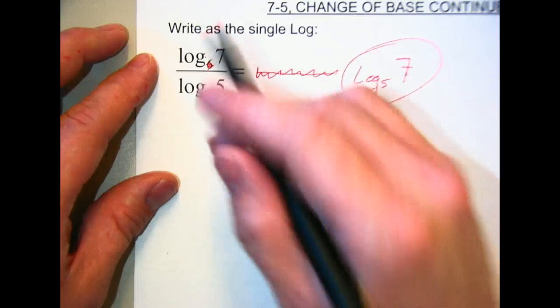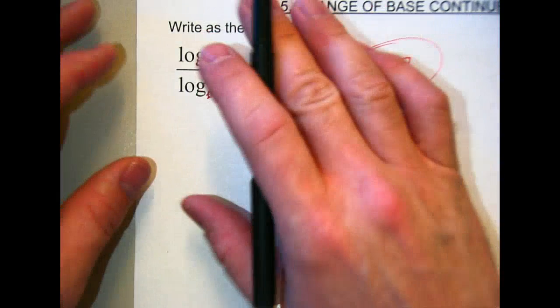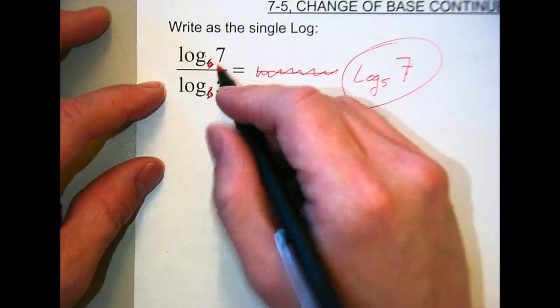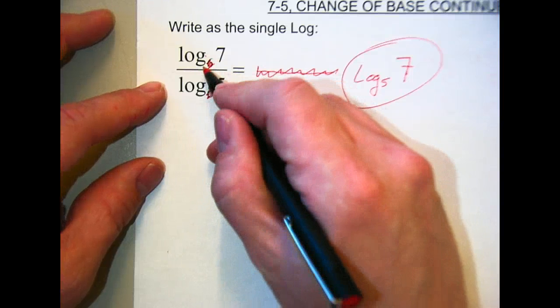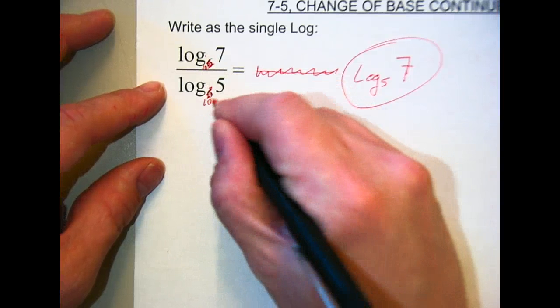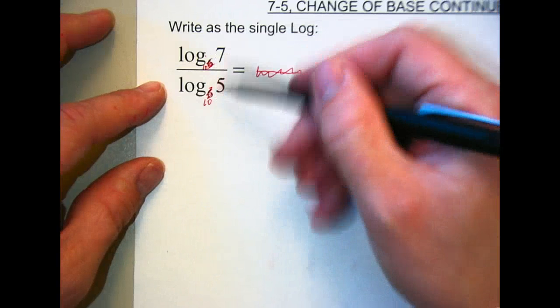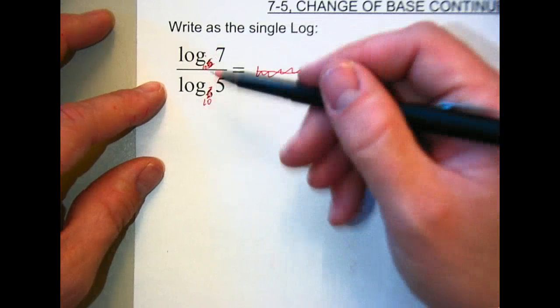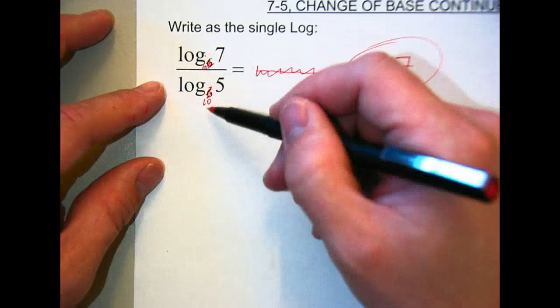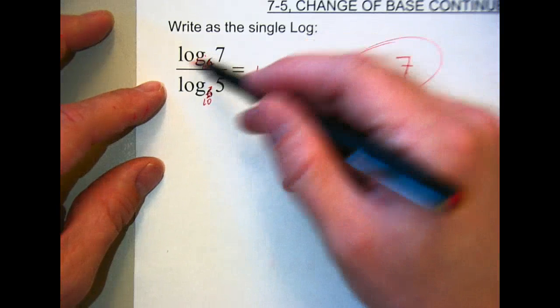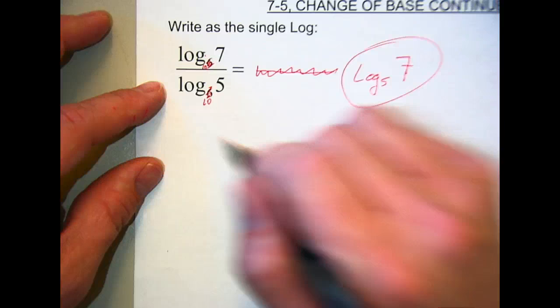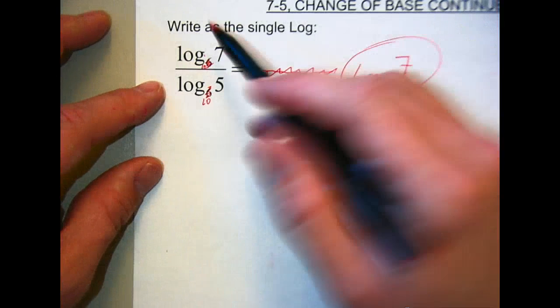But if we called this base 10, since you're in the same base, the proportion is going to be the same. Log base 10 of 7 divided by log base 10 of 5 is proportional to log base 6 of 7 divided by log base 6 of 5. That makes sense. Okay? Yeah.